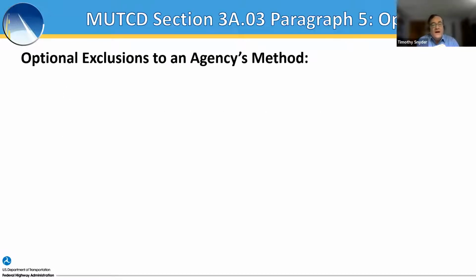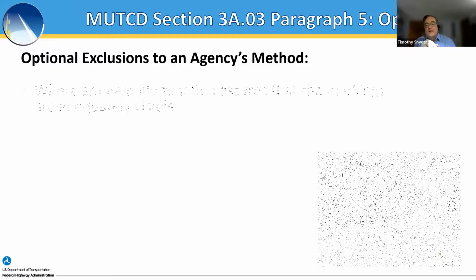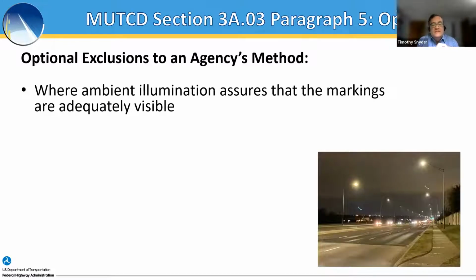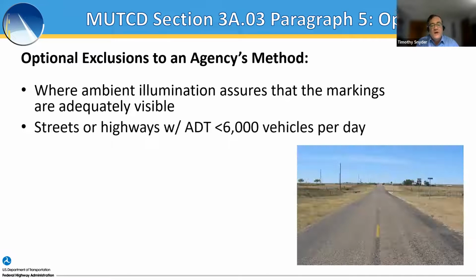Okay, so paragraph 5 has options for exclusions to an agency's method. These are exclusions which can be excluded from the provisions of paragraphs 1 and 2, and these include pavement markings where ambient light is adequate and visible. So again, the markings must be visible. Markings that must be visible at nighttime need to be retroreflective unless ambient lighting is provided. So if you have adequate ambient lighting, you may be able to find a way to not implement this on those roadways specifically. Also streets or highways with an ADT less than 6,000 vehicles per day.